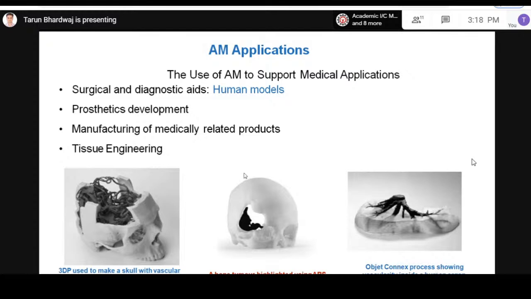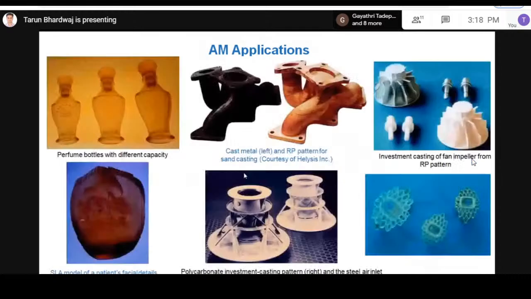So these are the AM processes that are being used in medical applications, and these are the different AM applications. As you can see, the perfume bottles with different capacity, cast metal and RP pattern for sand casting, investment casting for fan impeller from the RP patterns, as you can see.